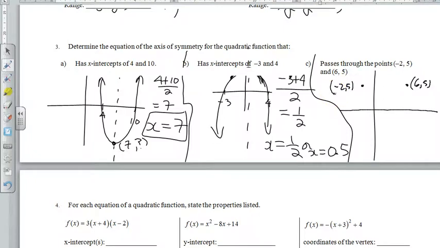Which way does it open? No, right? Either. There's no information given. All we know is that it passes through these points. So let's open it up. So this time we don't have the intercepts. So how are we going to figure out where the axis of symmetry is? Just take x.